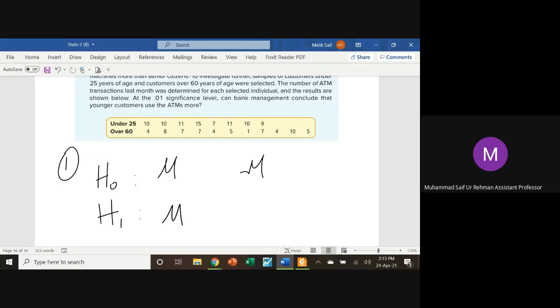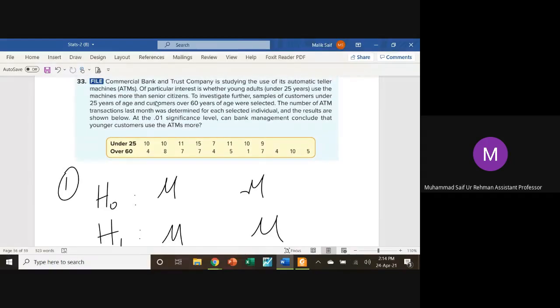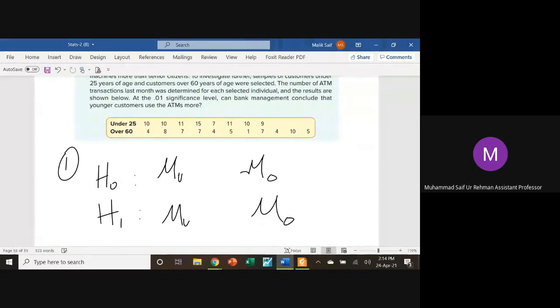mu, mu, mu, and there are two citizens, senior citizens and young adults. So you may give subscript as you may use this U and O. So you may write down U over here and O here. Similarly, U and O. So it's upon you. You may write down O here and U there. No problem.